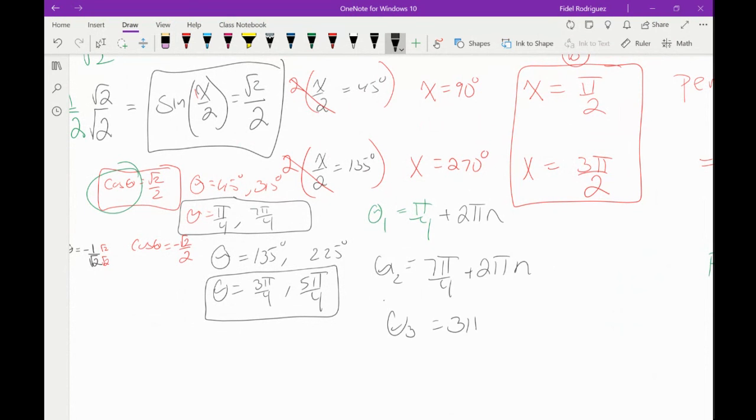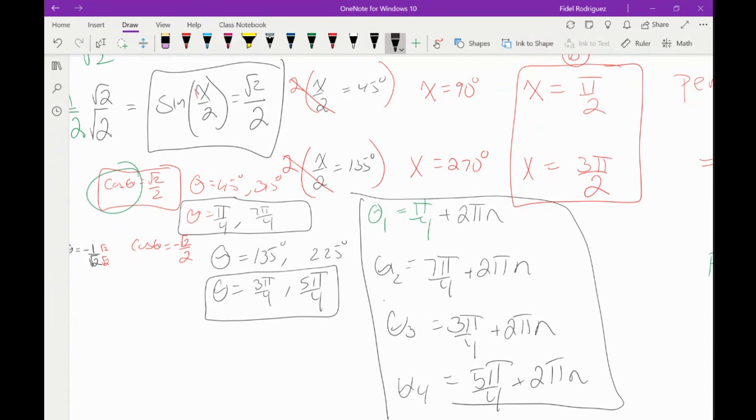My third answer, I would say 3 pi over 4 plus 2 pi n. And my fourth answer would be 5 pi over 4 plus 2 pi n, if we were looking for the general solution, okay? This one only asked us over the interval from 0 to 2 pi, so that's all we have to do. But yes, this is good because this would give me the general answer as well. Remember, this is over the entire interval of all real numbers, right.